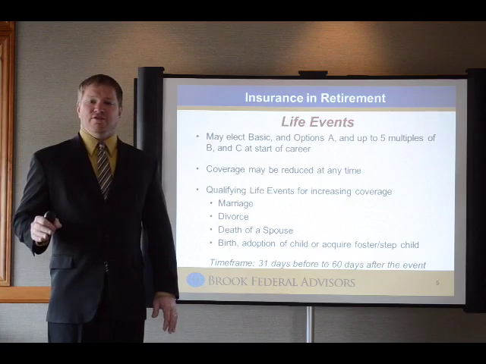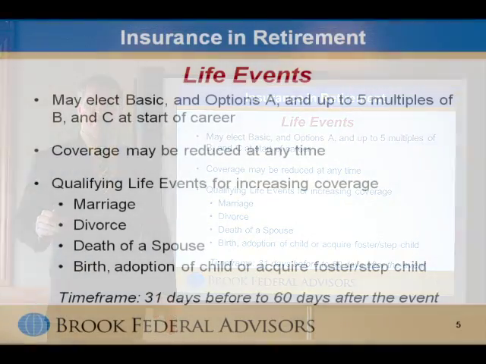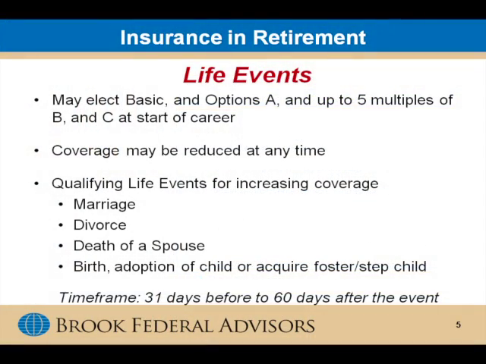You can start off electing at the beginning of your career basic, option A, 1 to 5 multiples of B and C at any level you choose. You can reduce them at any time in your career or in retirement just by submitting the proper form. You can only increase it, however, at particular life events. Those would include marriage, divorce, death of a spouse, or birth or adoption of a child.